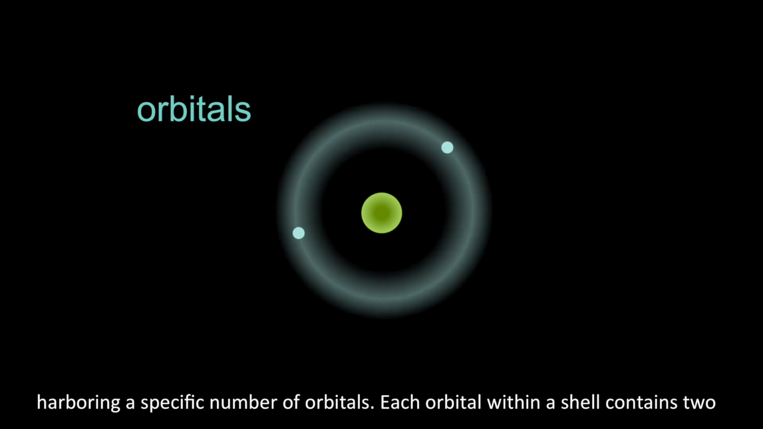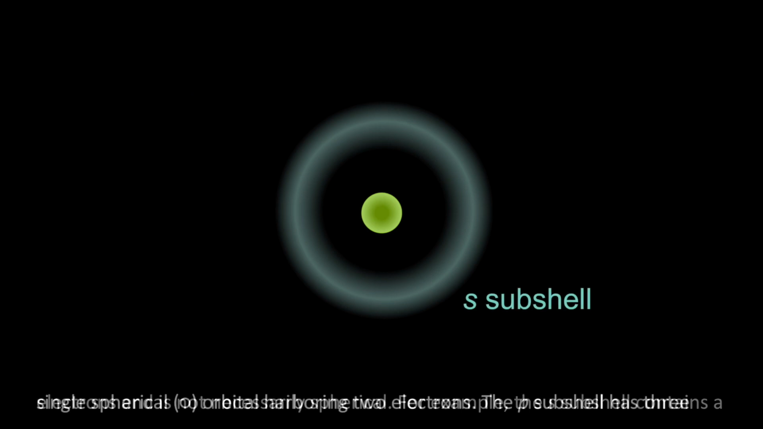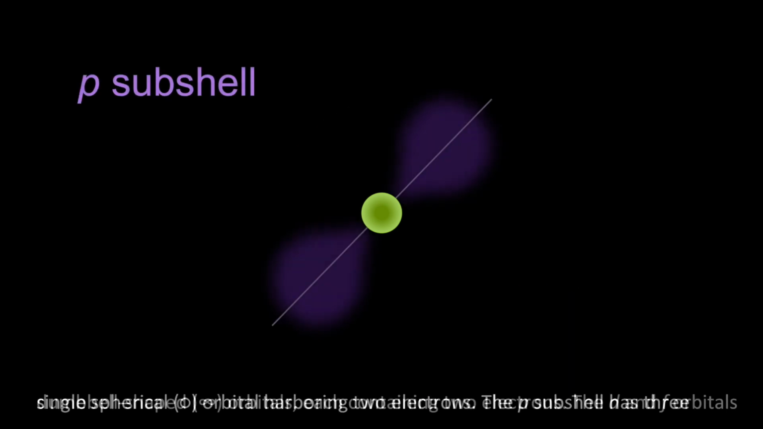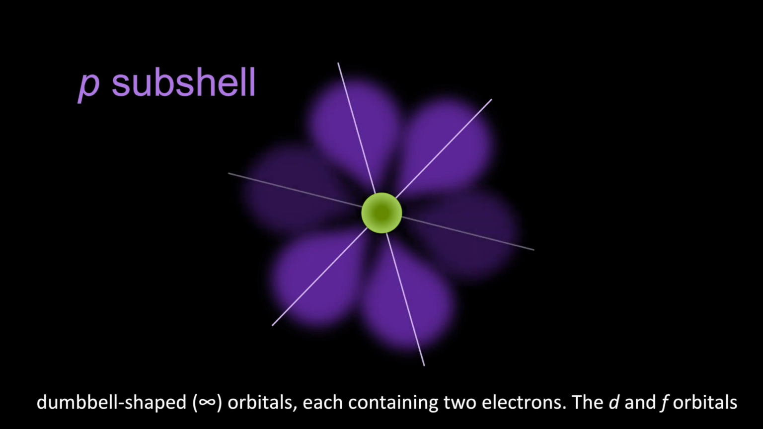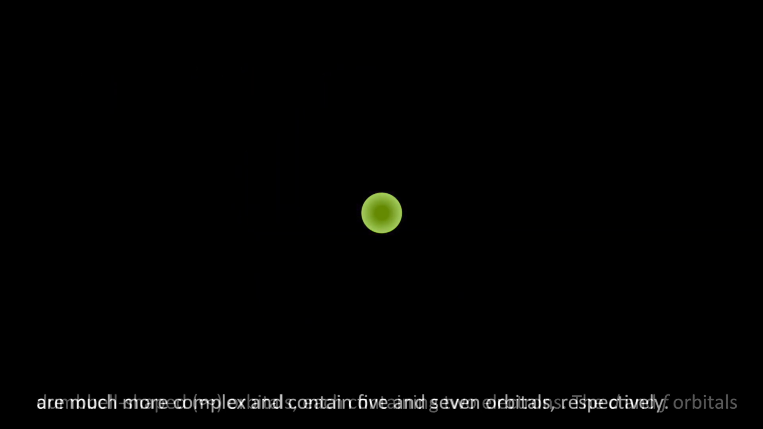Each orbital within a shell contains 2 electrons and is not necessarily spherical. For example, the s subshell contains a single spherical orbital harboring 2 electrons. The p subshell has 3 dumbbell-shaped orbitals, each containing 2 electrons. The d and f orbitals are much more complex and contain 5 and 7 orbitals respectively.